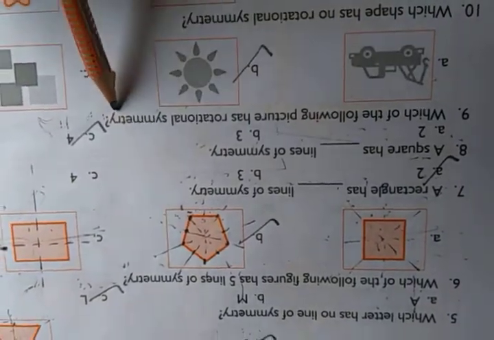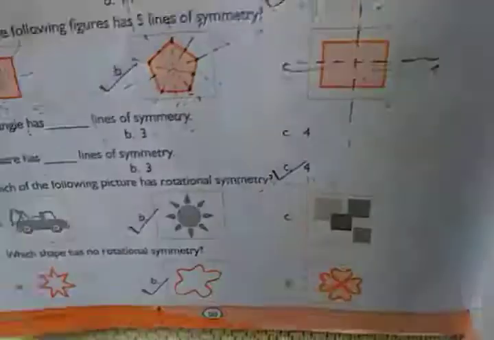Okay. And question number 9. Which of the following pictures has rotational symmetry? Rotational symmetry means when you rotate it. The book here, I am going to rotate it at a right angle. It is looking same. This figure is looking same. Then again rotating at a right angle, it is looking same.